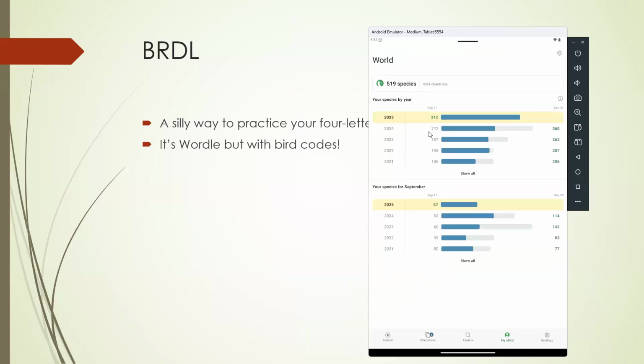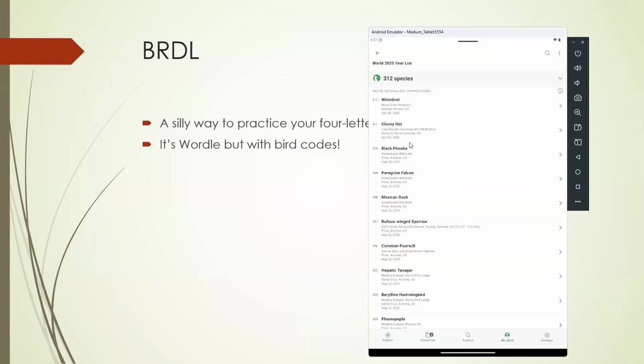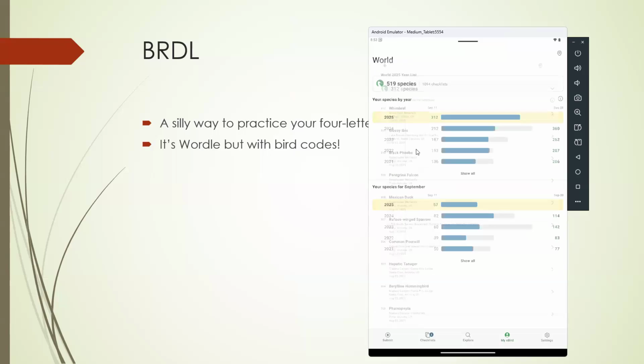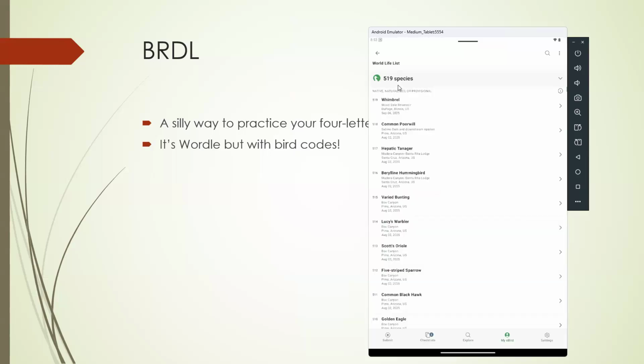You can also check your year list the same way. So any of these numbers in here, you can basically usually click on and they'll give you information about what's going on. So that's pretty cool. It's pretty cool if you like data and you like to see what you've done and where everything's been.